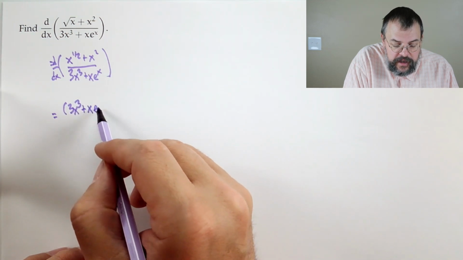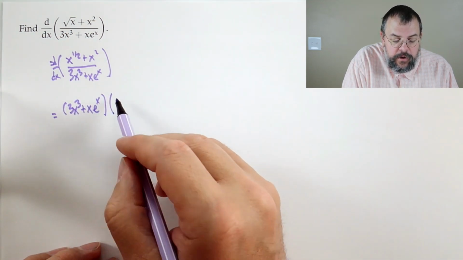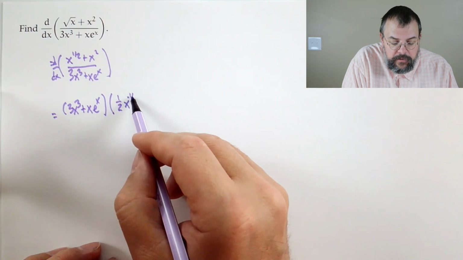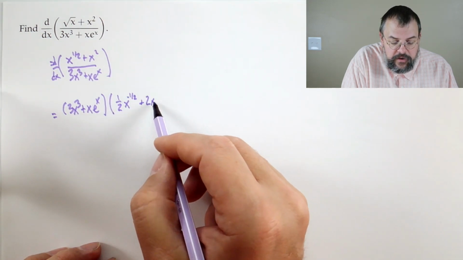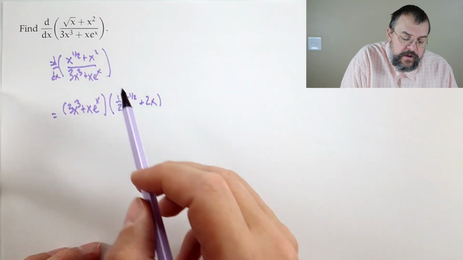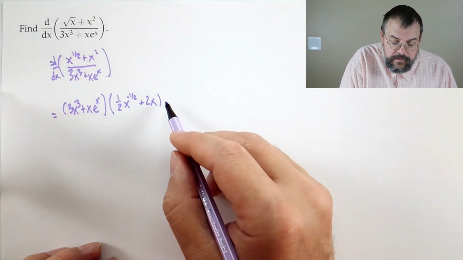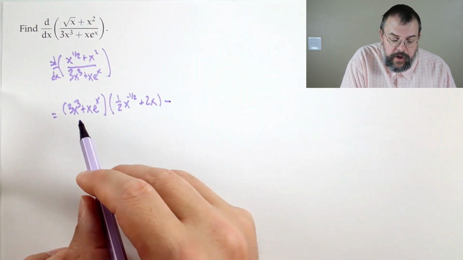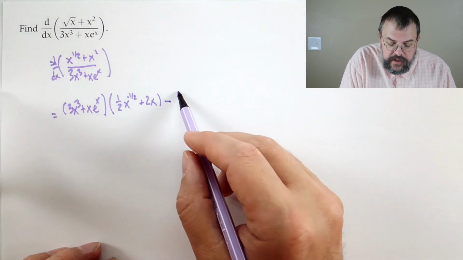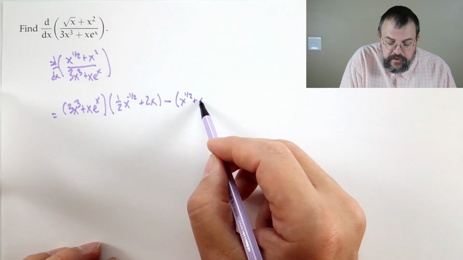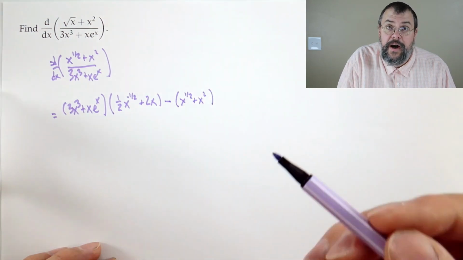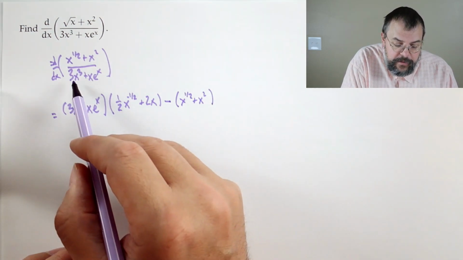3x cubed plus x e to the x, times the derivative of the top, 1/2 x to the minus 1/2 plus 2x, right? Derivative of square root of x is 1/2 x to the minus 1/2, derivative of x squared is 2x, and we add them together. Subtract. So bottom times derivative of the top minus the top, x to the 1/2 plus x squared, times the derivative of the bottom. Well, derivative of the bottom.